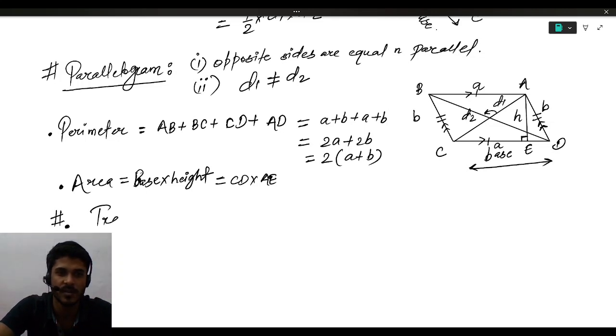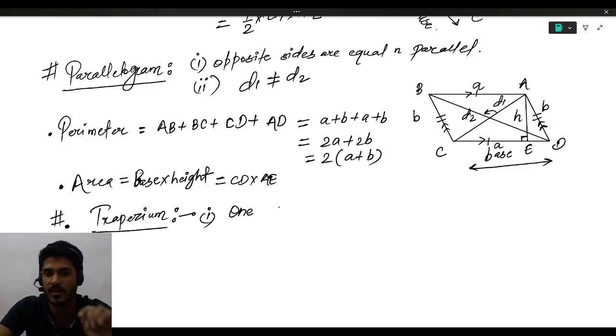So we are covering trapezium. So what is trapezium? Trapezium definition is simply one pair of parallel sides. That's it. A quadrilateral with one pair of parallel sides.